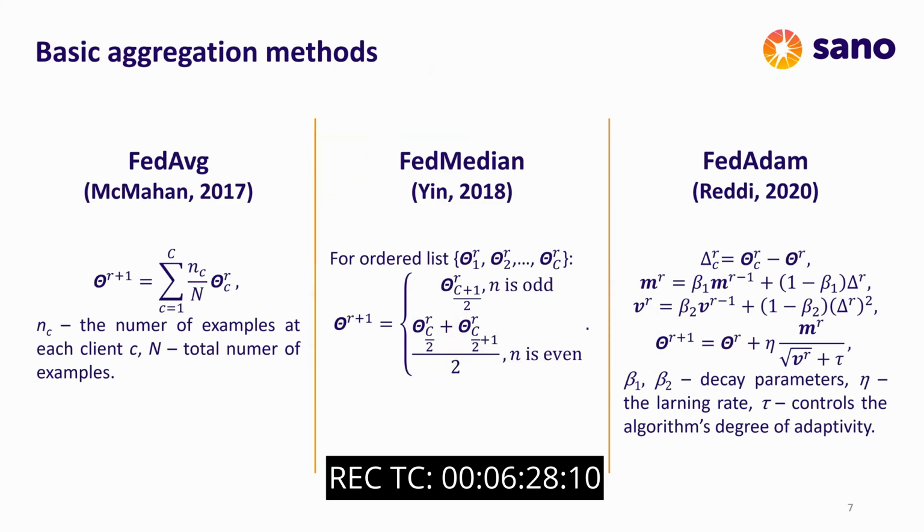Some basic aggregation algorithms include federated average, federated median, and federated Adam. The federated average is the first aggregation method proposed, and currently it is the most popular one. It involves calculating a weighted average of the local models' parameters to generate the global model, and the weighting factor is calculated based on the number of examples at each client. The federated median generates the global model as the median of the local models' parameters. And federated Adam is an adaptive optimization algorithm that improves the convergence of federated learning.